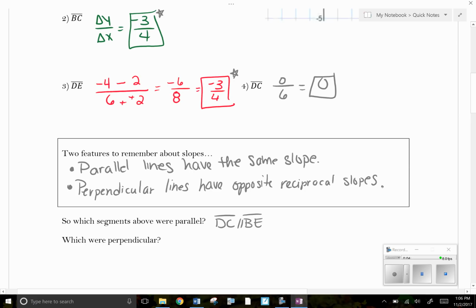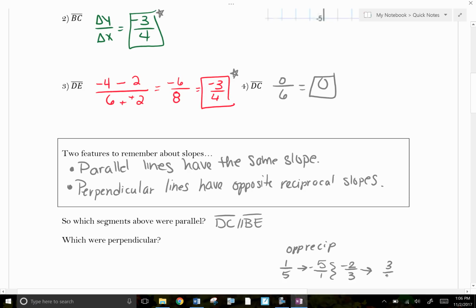Mrs. Pepper, what's opposite reciprocal mean? Opposite reciprocal means you take the fraction that you got for slope, flip it upside down, and change its sign. Okay? So examples of opposite reciprocal would be like 1/5 has an opposite reciprocal of 5/1, but negative. 2/3, let's say negative 2/3, has an opposite reciprocal of 3/2, I change the negative into a positive, done.